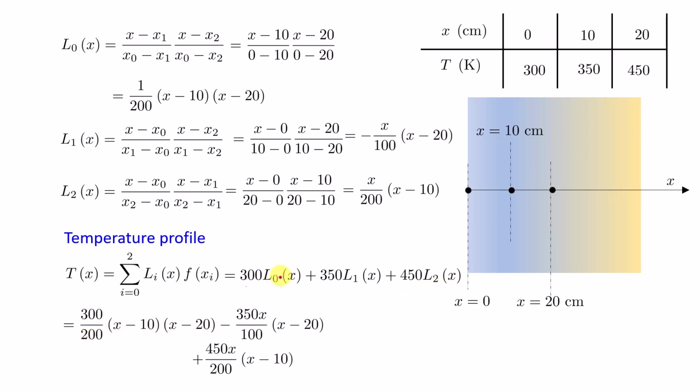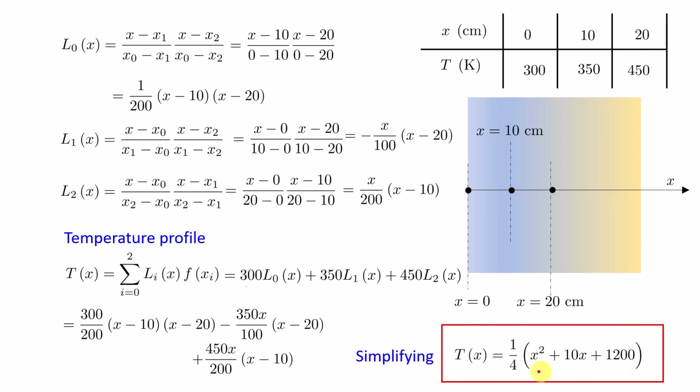I can now write the expressions for L0, L1 and L2 here. Plugging in, I have this expression for T(x): 300 by 200 (x minus 10)(x minus 20), etc. Now I can simplify and I get this expression of T(x): 1 by 4 x squared plus 10x plus 1200. You can check it out. If I plug in x equals 0, this goes to 0, and 1200 by 4 is 300. So it seems all right. You can check with 10 and 20 as well.